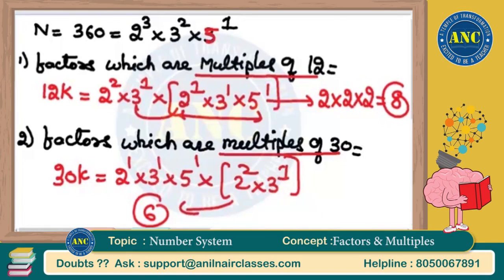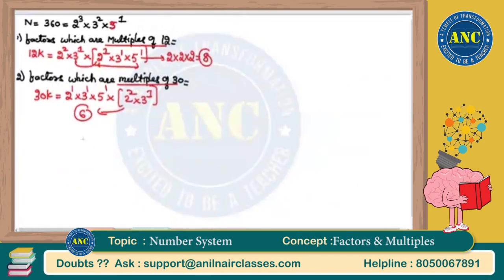Next one. Factors which are multiples of 12 we did. Factors which are multiples of 30. Next one. Third question. Factors which are not multiples of 12.